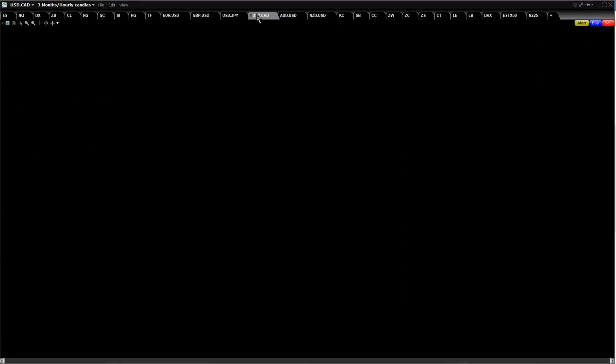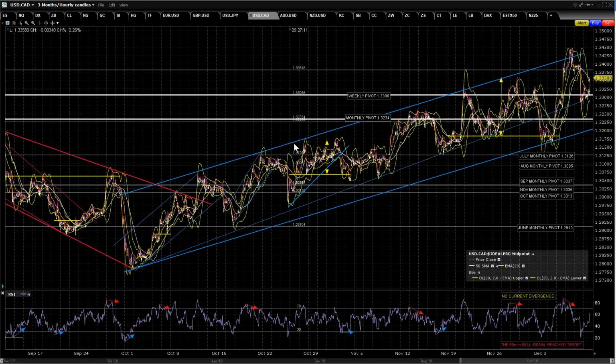USD CAD, obviously, the channel has very possibly topped out, and we're waiting for a break of channel support in the 1.32 area. We're not close to that at the moment, no current divergence.